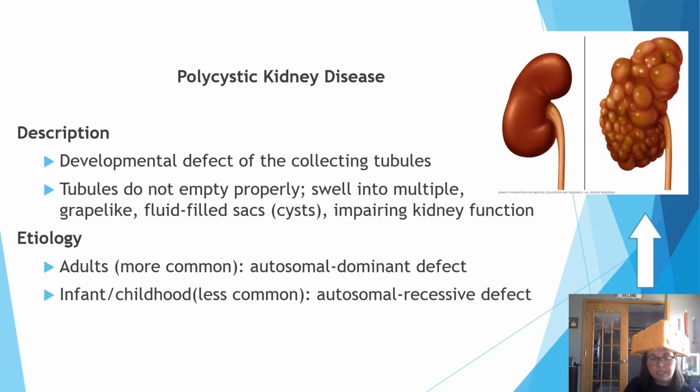All right, a new disease, polycystic kidney disease. This disease is described as a developmental defect of the collecting tubules in the kidney. The tubules do not empty properly, resulting in the formation of multiple grape-like fluid-filled sacs and cysts, as you can see in this image. This would ultimately impair the kidney's function. In adults, it is more common, and the etiology is an autosomal dominant defect, and in infants and children, it would be an autosomal recessive defect, both relating to genetics.